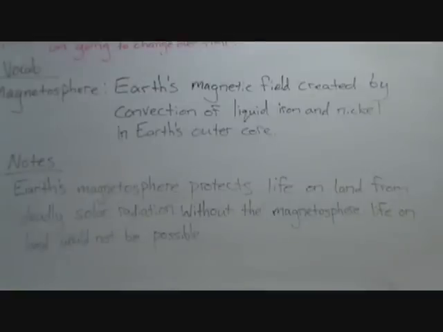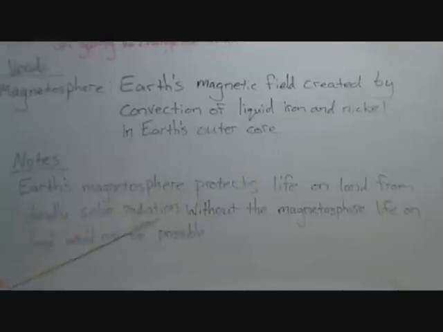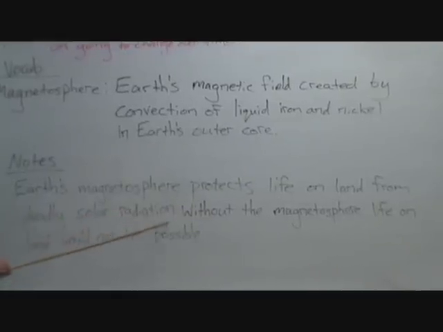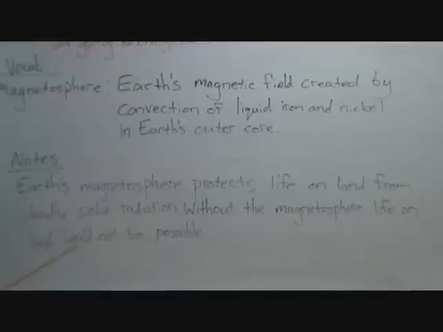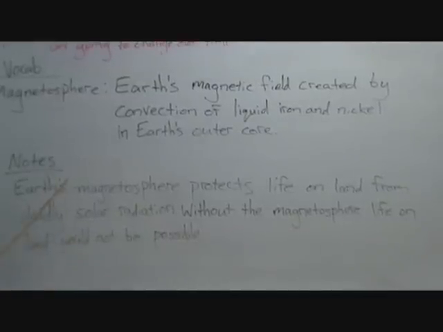And some written notes for today on the magnetosphere. On the page in your notebook for the magnetosphere, you need to write at the top, Earth's magnetosphere protects life on land from deadly solar radiation. Without the magnetosphere, life on land would not be possible. Make sure you highlight magnetosphere, since that's a word in your glossary now.